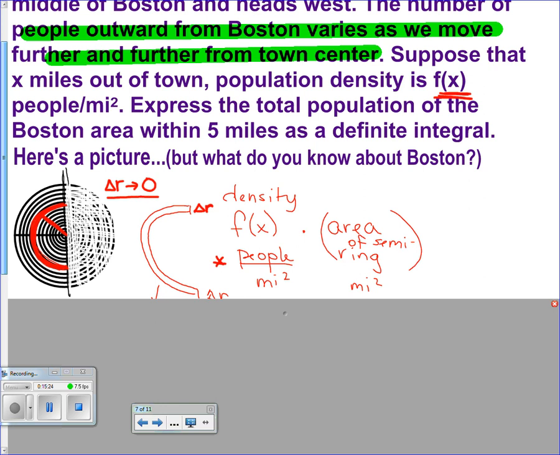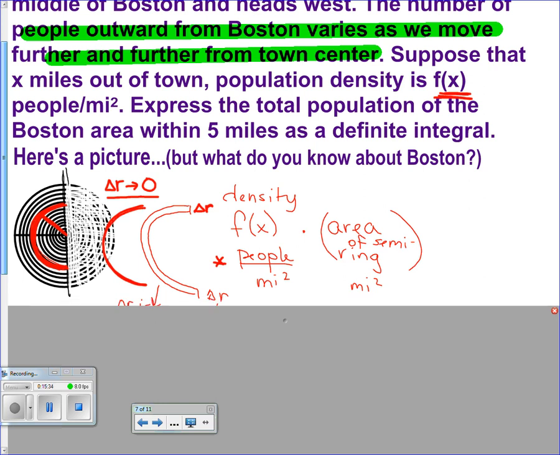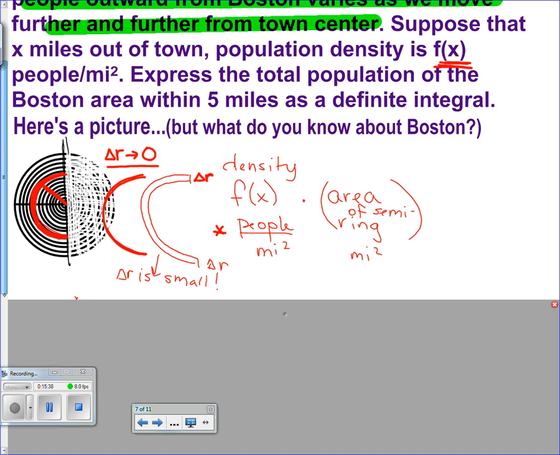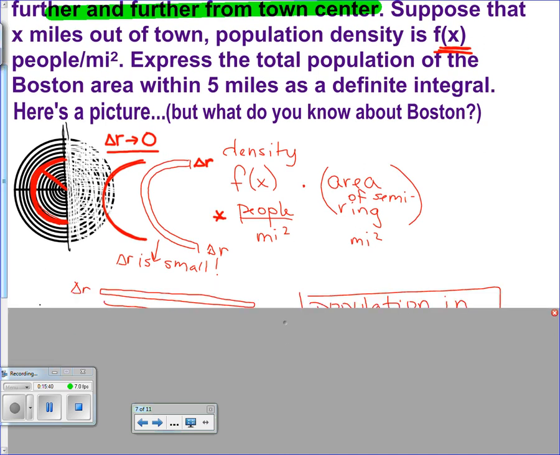You're going to get basically a little ring like this, with a teensy weensy little tiny thickness of delta r. When you stretch that out, the difference between the inner radius and the outer radius is negligible. But I'm going to draw it anyway and stretch it out so that we can see it and talk about it. The width of that stretched out rectangle is delta r.